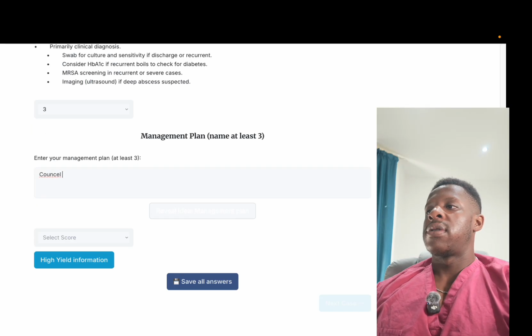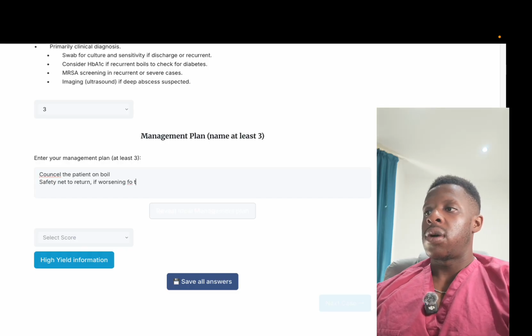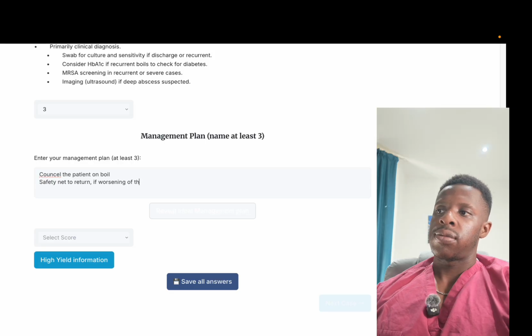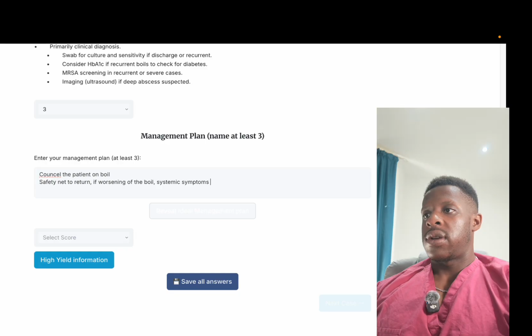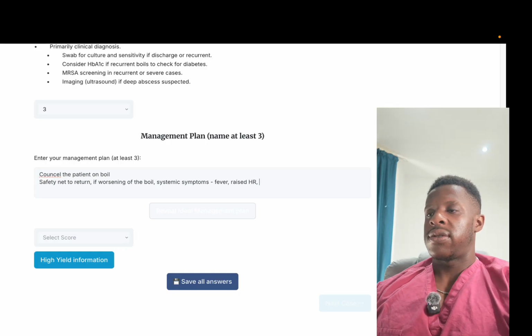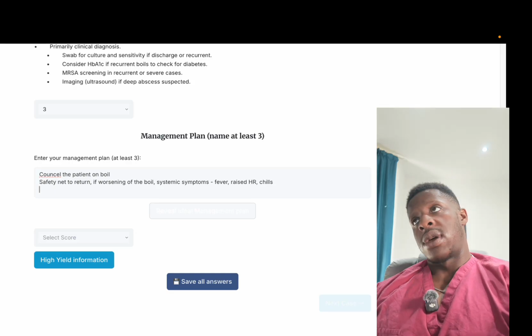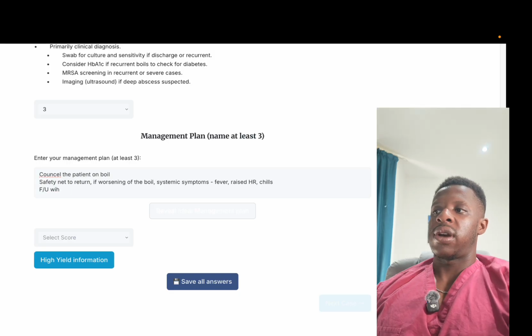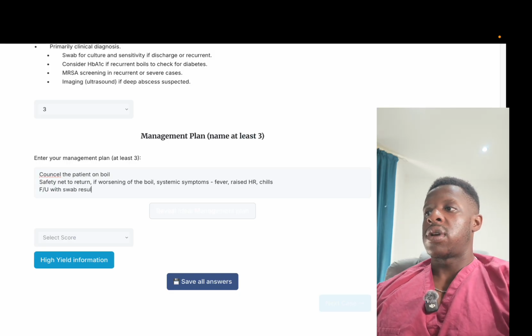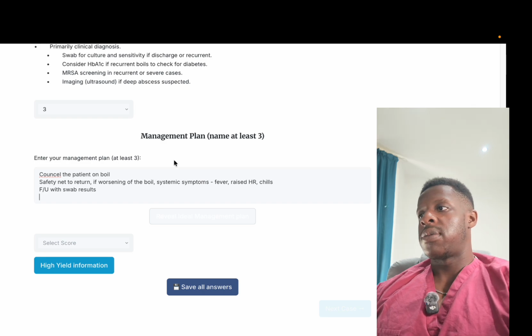Management plan. Again, counsel the patient on what is going on, the boil. Safety net to return if worsening of the boil, or systemic symptoms such as fever, raised heart rate, chills. Let me see. We'll follow him up with swab results. Probably as a GP, he'll probably need to come back in, or maybe I'll just contact him if there's any problem.